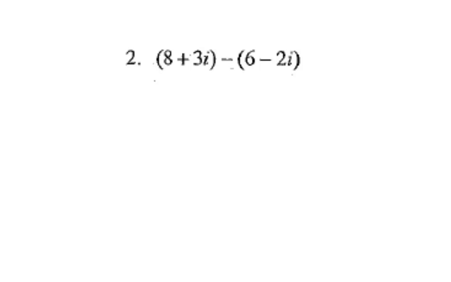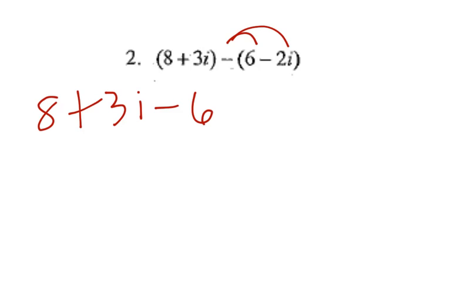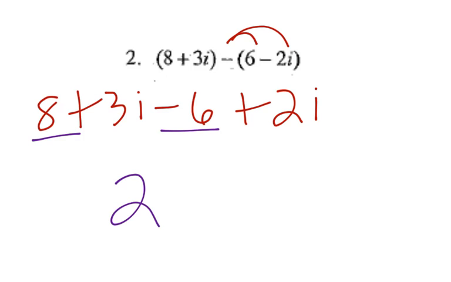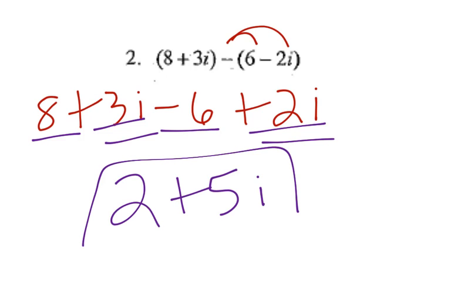When you have a negative, that negative has to be distributed. In other words, you're changing the signs after it. So 8 plus 3i comes down. It becomes minus 6 plus 2i. Now you're going to combine your like terms. 8 minus 6 is 2. 3i plus 2i is plus 5i.